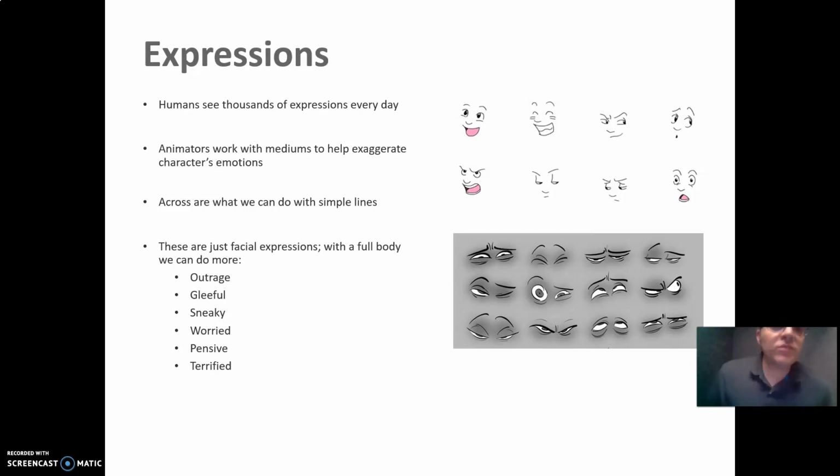For example, we as humans see thousands of expressions every day, and as animators, we work with mediums to help exaggerate those character emotions. There are so many ways we can do this with just simple lines. These are just facial expressions with the full body. We can do a lot more. Just for the record: outraged, gleeful, sneaky, worried, pensive, terrified. You can create expressions just with basic lines or just eyes and shapes, and that's it. You can really get personality just by that, and that's really impressive.